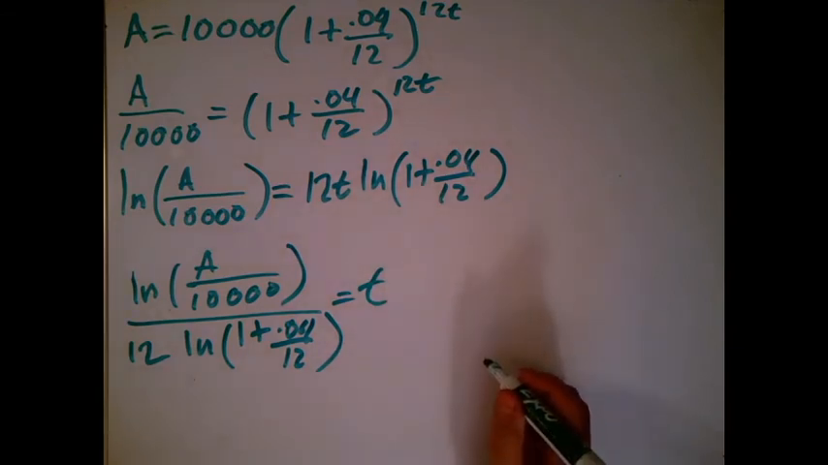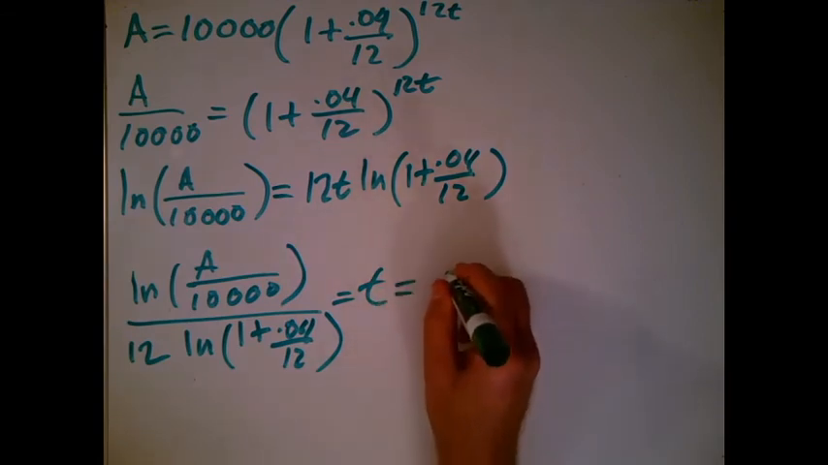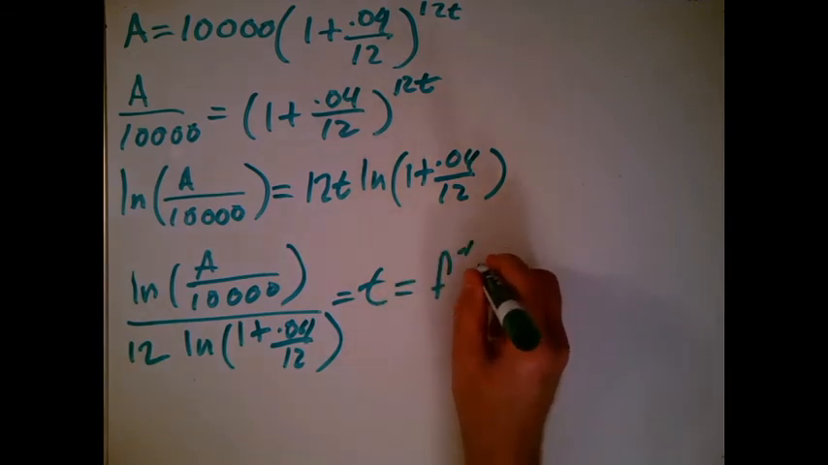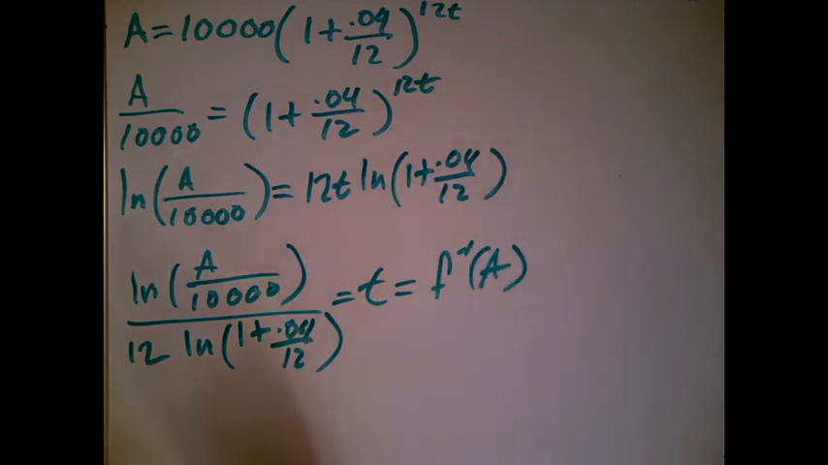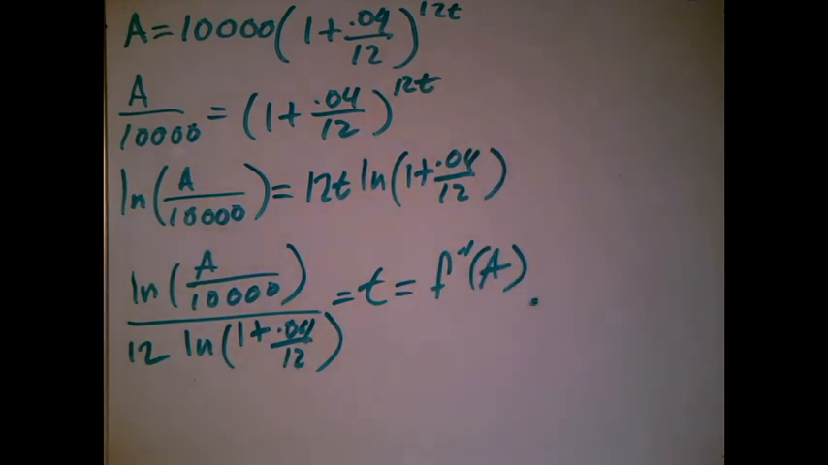Now you can see, by the way, that t is a function of A, right? In fact, it's the inverse of our original function, but we're plugging in A to get t. So that's how you find the inverse of a function algebraically. You just solve for the original input variable.